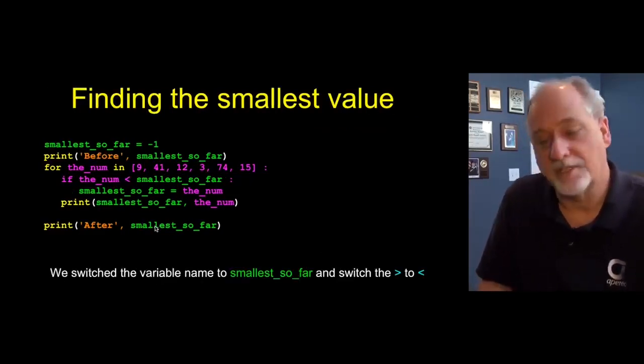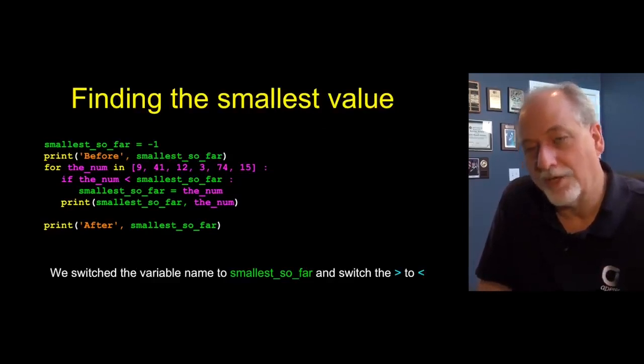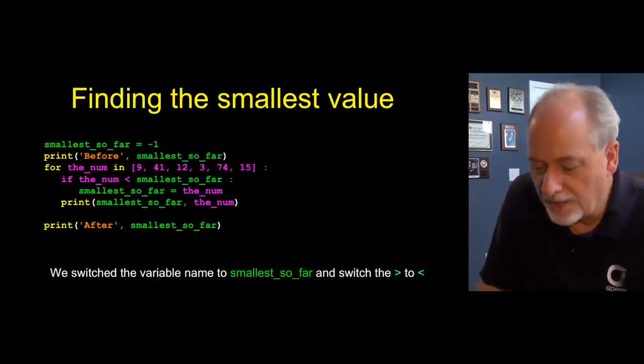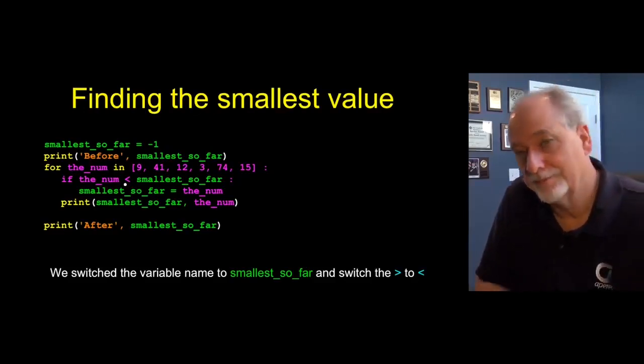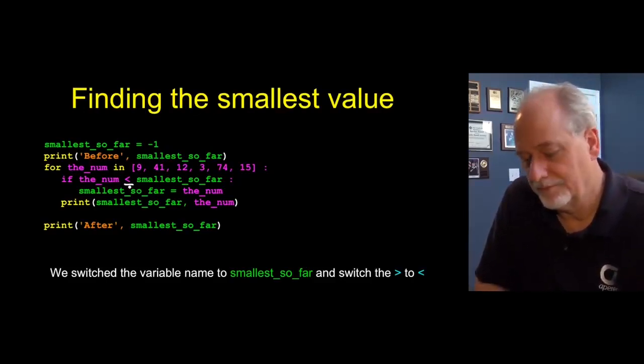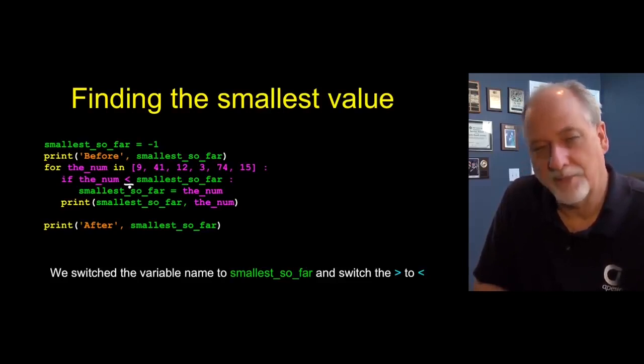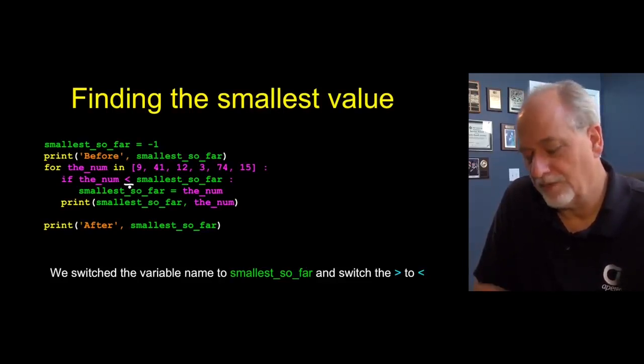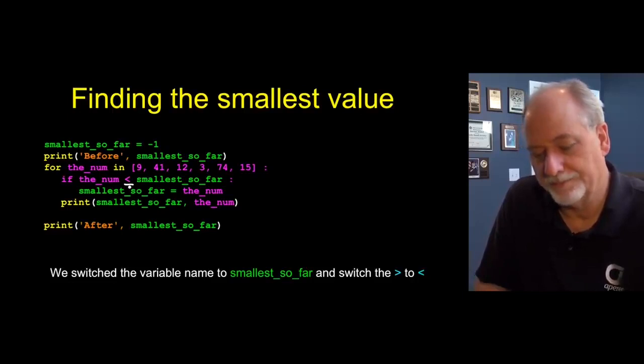Matter of fact, that's what this is. We've changed the word largest so far to smallest so far, and we've changed the greater than to a less than. Is that going to fix it? I'll give you a second to look at it. Pause if you need. Is that going to find our smallest number?